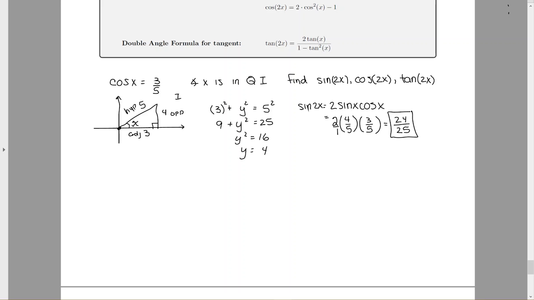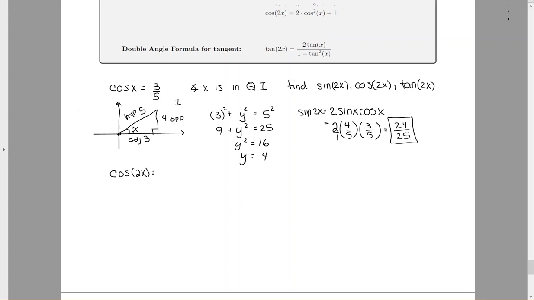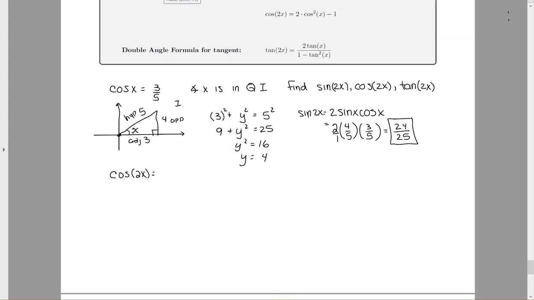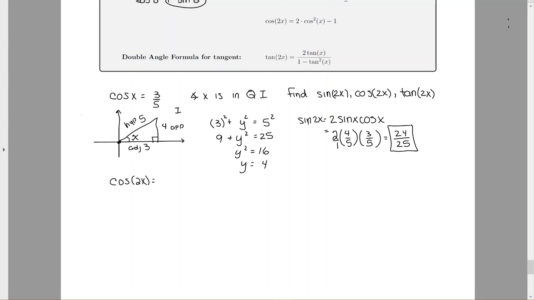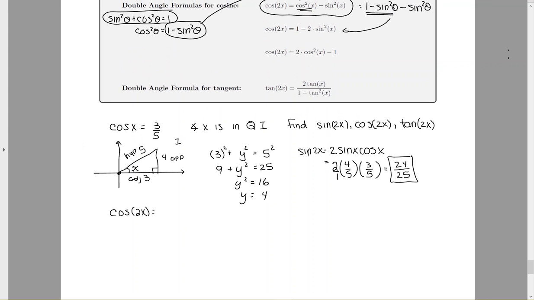Okay. So for cosine of 2x, you're going to have the formula, and you're going to have to excuse my dog. She's found her new toy, and she's now squeaking it. So we'll keep moving on.